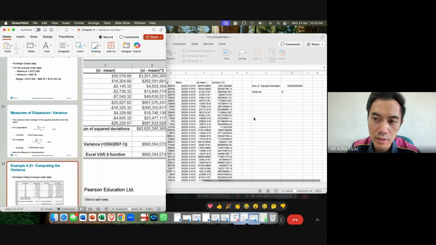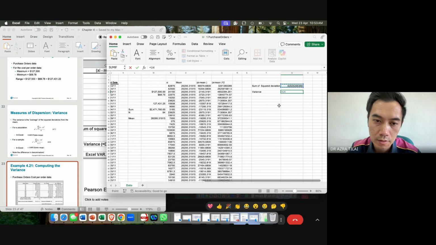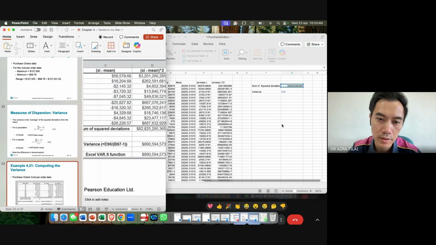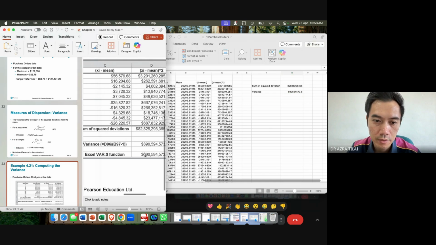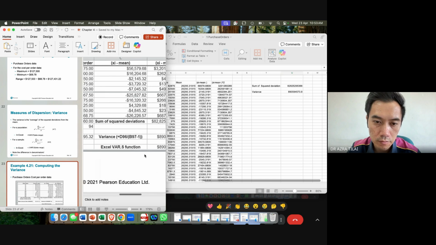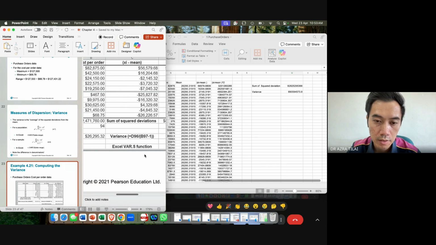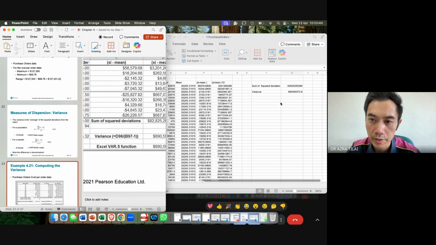So D96, which is this one, will, what happens? Will divide by the number minus 1. Ta-da! Okay. And then the last part is the standard deviation.